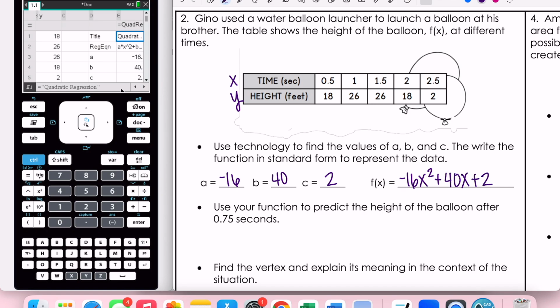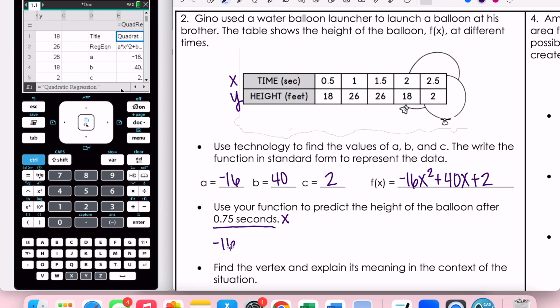So we now want to use our function to predict the height of the balloon after 0.75 seconds. So 0.75 seconds, this is my x value. Now, typically, guys, I would suggest that you go ahead and find that value in your table of values. However, when this is a decimal, you cannot do that. So what we're going to have to do is plug 0.75 in for x.